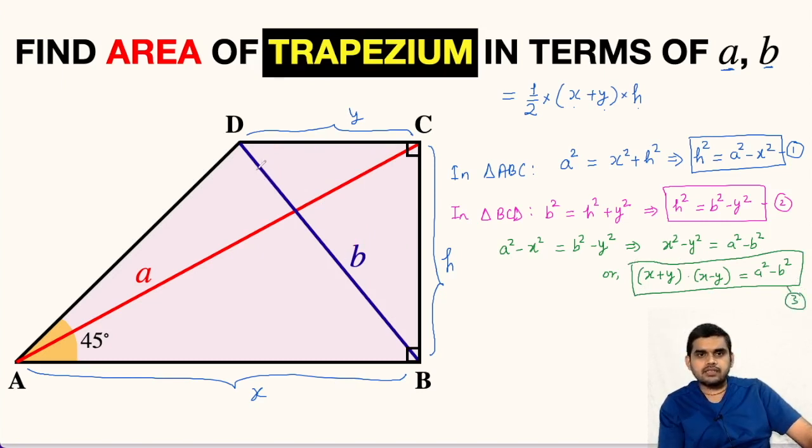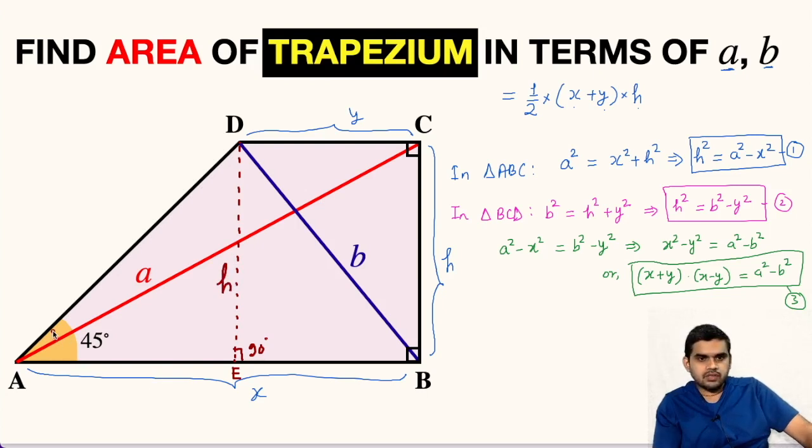Now we will do one construction here. From point D, we will draw a line segment which is perpendicular to AB. So this is 90 degrees. Let us name this as point E. Now the length of DE will be equal to that of BC, that is h. We can write like that.